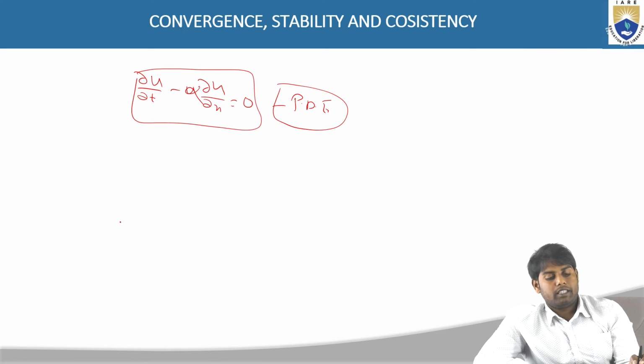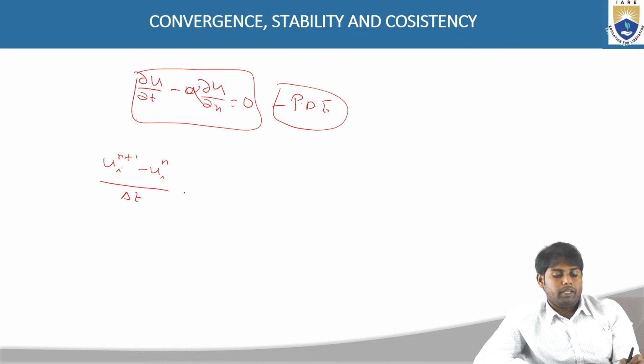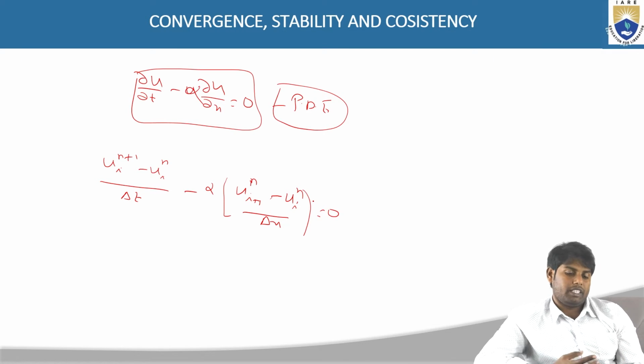This partial differential equation we need to discretize and write as a discretized equation. So how do we write it actually? u of I to the power of n plus 1 minus u of I to the power of n, divided by delta t, minus alpha times u of I plus 1 to the power of n minus u of I to the power of n, divided by delta x, is equal to 0. So let's take this one.